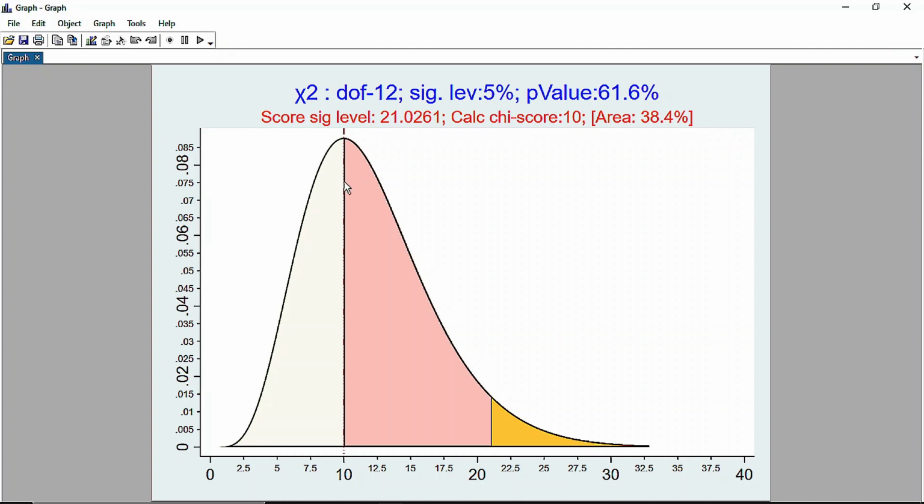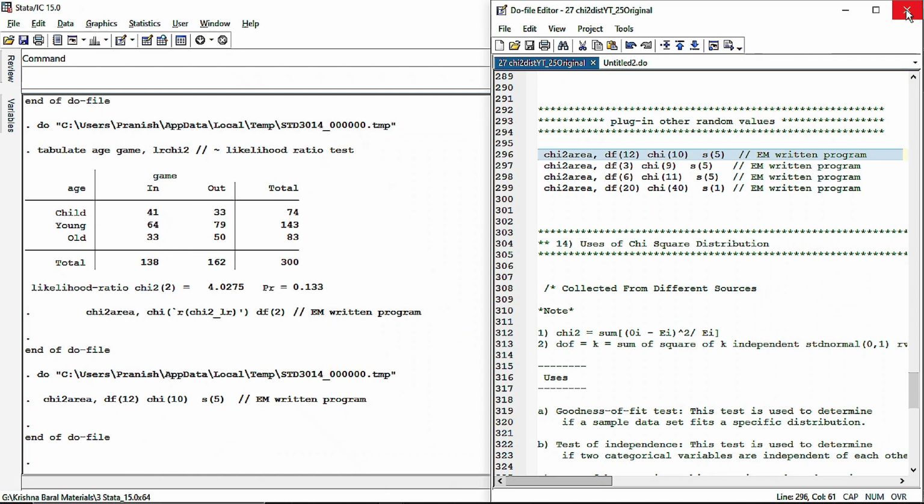So the probability of the chi-square score being less than 10 is 38.4%, this region. And this is also again greater than the 5% alpha value, that is why we fail to reject the null in this case as well. But generally in chi-square we perform the right tail test. Now let us see another example.